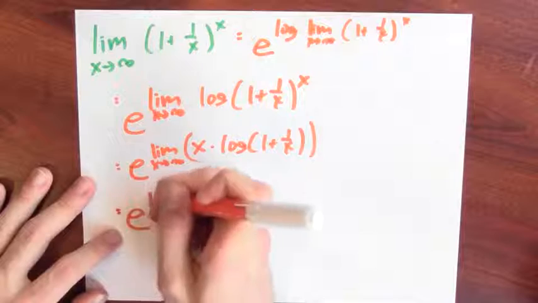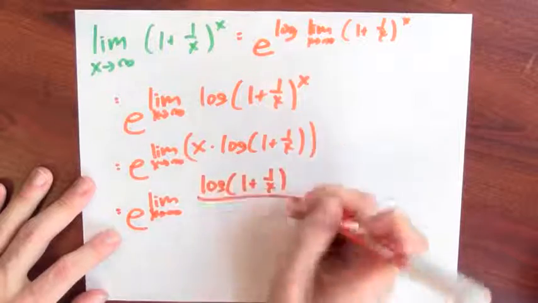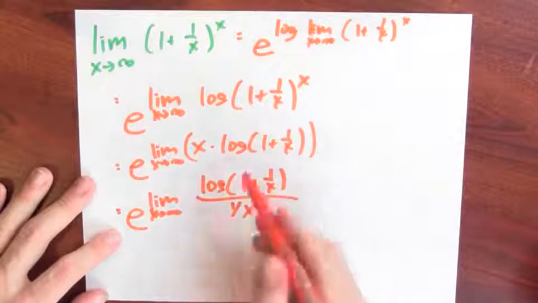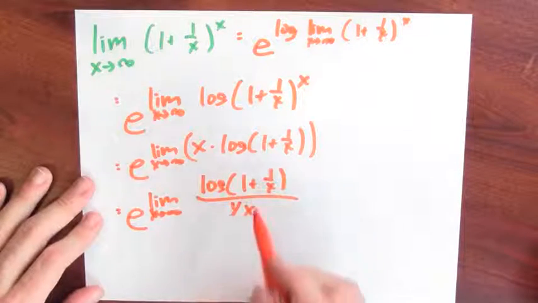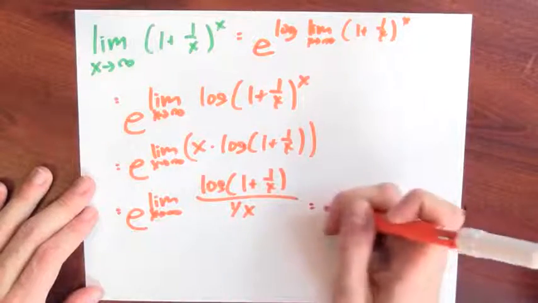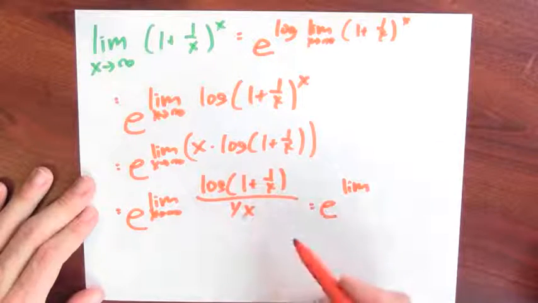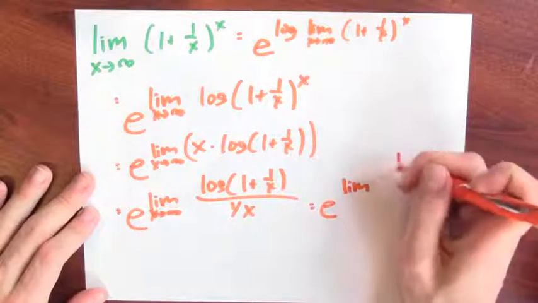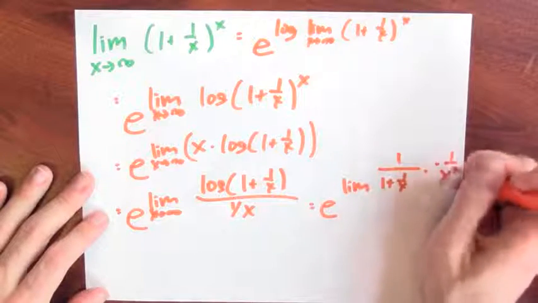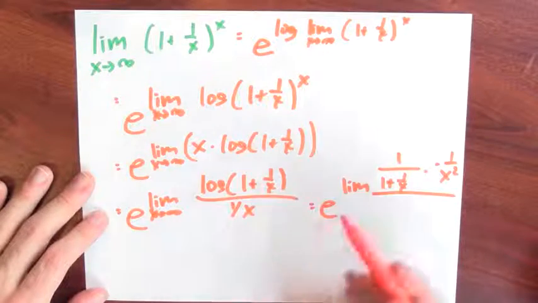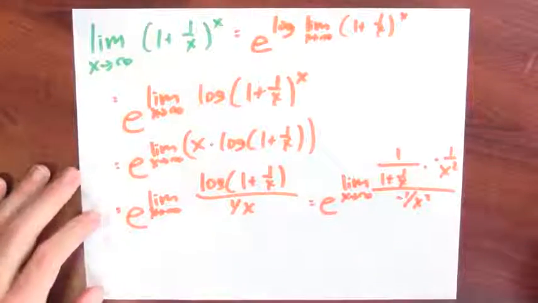So this is e to the limit as x approaches infinity of log of 1 plus 1 over x divided by 1 over x. This is the same as this, but now I've got something approaching 0 divided by something approaching 0. This is the sort of situation that L'Hôpital can help me with. This is e to the limit by L'Hôpital, the derivative of the numerator divided by the derivative of the denominator. The derivative of log is 1 over the inside function times the derivative of the inside, which is minus 1 over x squared, divided by, what's the derivative of 1 over x? Well, it's the same thing here, minus 1 over x squared, and this is the limit as x approaches infinity.